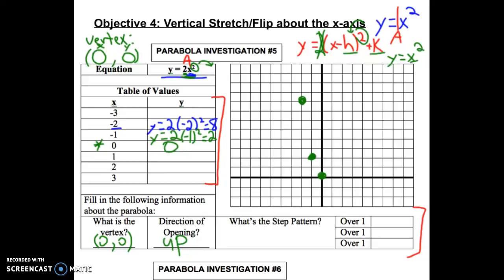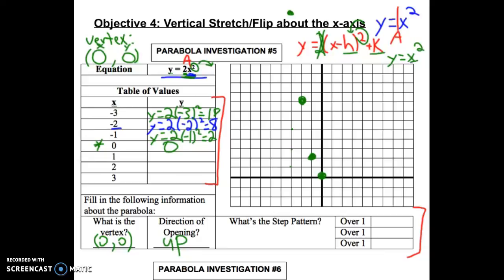And then finally, negative 3 squared, y equals 2 parentheses negative 3 squared. And that equals, negative 3 squared is 9, times 2 is 18. So 18 is somewhere at negative 3, all the way up to 1, 2, 3, 4, 5, 6, 7, 8, 9, 10, 11, 12, somewhere up here.